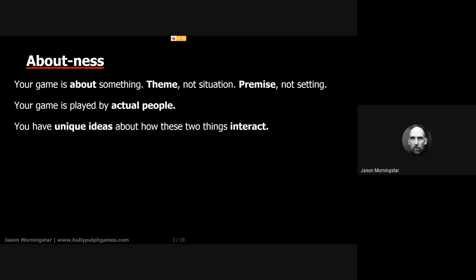So let's talk about about-ness. The idea that your game is about something. So it's very easy to talk about a game in terms of its setting and situation. We are a bunch of superheroes protecting the city from villains. Well, that's setting and situation. But really what your game is about is theme and premise. It would be very easy to have two games about a bunch of superheroes protecting the city from villains that are wildly different in theme and wildly different in premise.